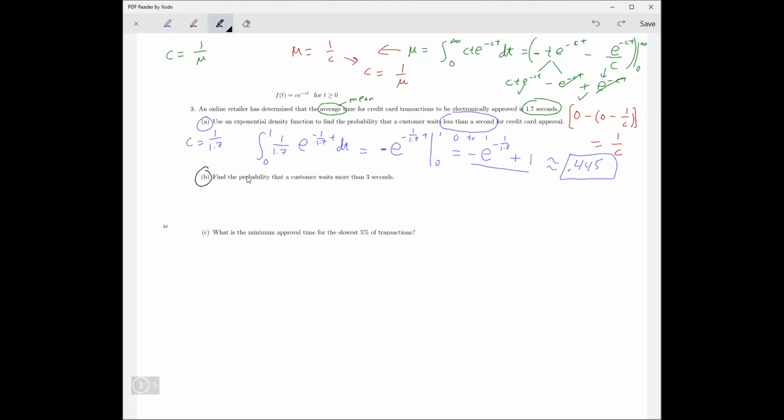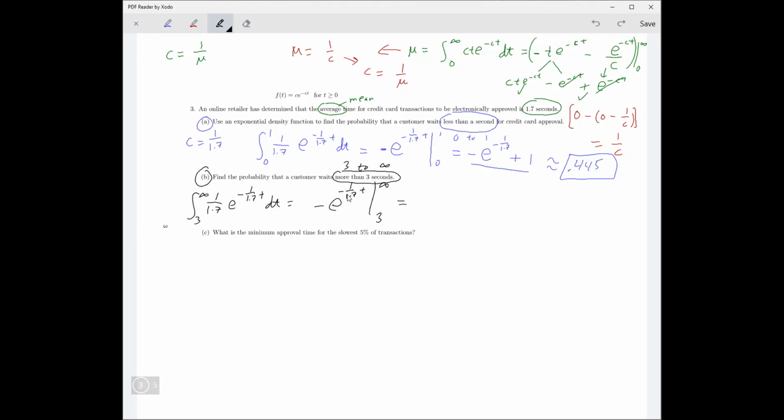Okay, then part B, find the probability that the customer waits more than 3 seconds. That would be from 3 to infinity. Again, when you integrate, you're going to get the same thing. But you're going 3 to infinity. Okay, so more than 3 seconds means 3 to infinity.